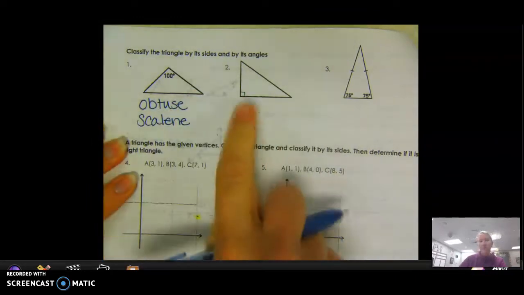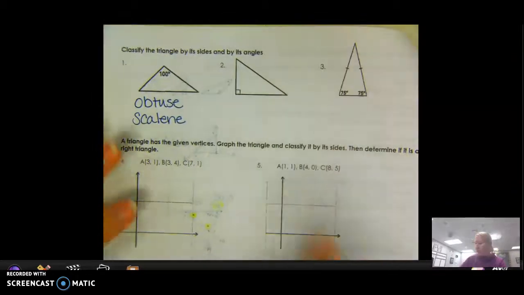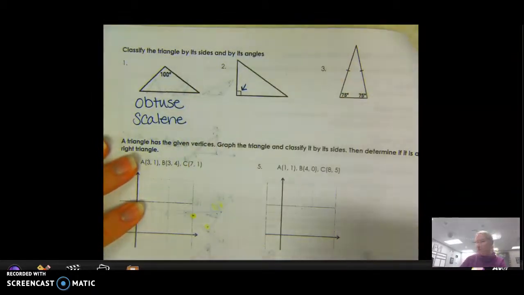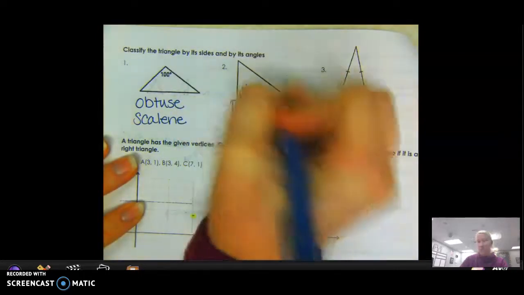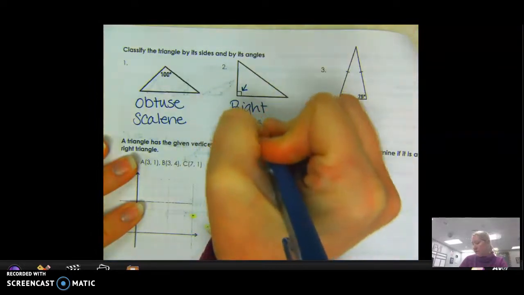Go ahead and pause me and try number 2 and 3 on your own. Unpause me when you're done to see if you're correct. So number 2, this is the symbol for a right angle. So this is a right triangle. And again, I have no markings for sides, so I cannot assume that any of them are the same length. So this is a scalene triangle also.